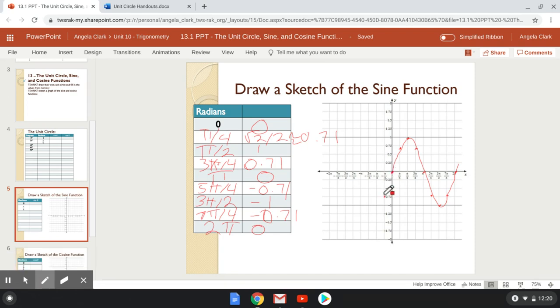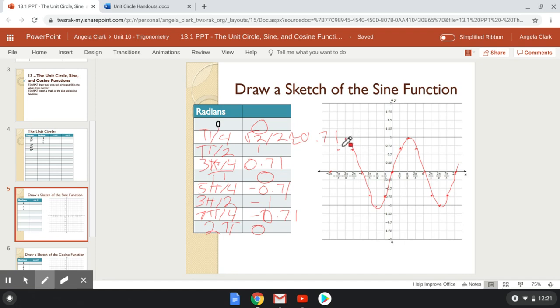0.71, negative 1, negative 0.71, 0, positive 0.71, positive 1, negative 0.71, positive 0.71, back to 0. So we have this shape.